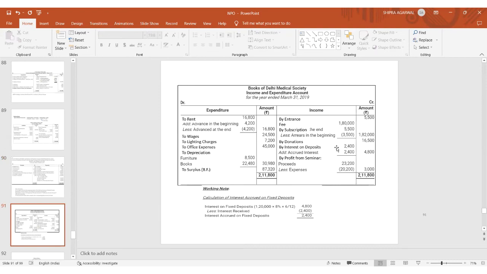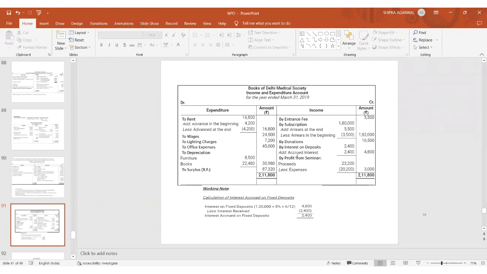Now moving on to the income side, entrance fee is given to us as 5,500. Then subscription, total subscription received is 1,80,000 and arrears at the end. That means current year outstanding is 5,500 and arrears in the beginning. Arrears in the beginning means that will belong to the previous year. So that is to be subtracted. So my net figure of 1,82,000 is here. Then donations during the year are 16,500. These are general donations. So I have shown it here in the income and expenditure account.